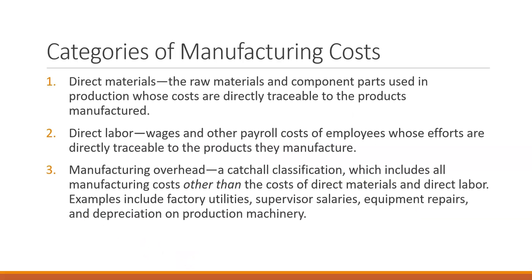So when we talk about these manufacturing costs, direct materials are the components that we use in production. Direct labor is the payroll cost of the employees who create those products. These are the assembly people on the manufacturing line. Manufacturing overhead is anything that doesn't fit in direct materials or direct labor. It goes into a broad pool that is known as manufacturing overhead.